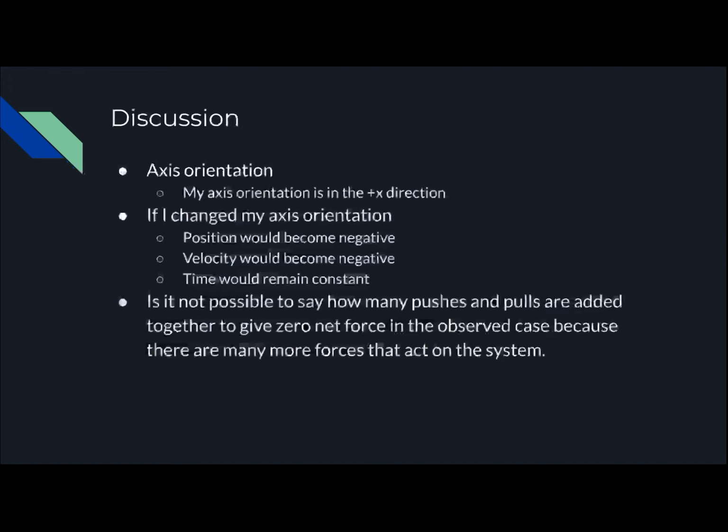It's not really possible to say how many pushes and pulls were added together to give that net force of 0 in the observed case, just because there are a lot more forces that act on the system. And although we're assuming that the net force is 0 because of the constant velocity, or assumed constant velocity, there could be a lot of other forces that we couldn't account for.